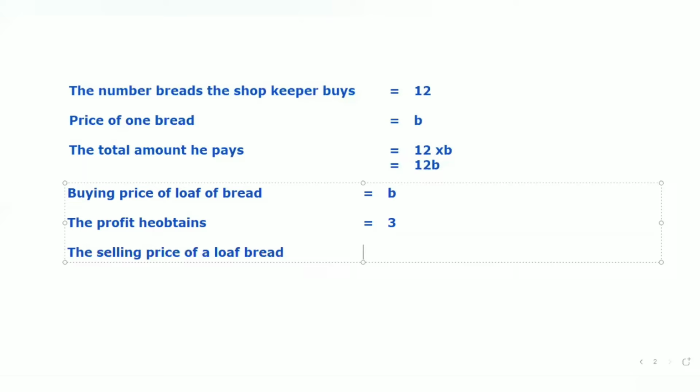So getting a profit of 3 means he sells it for 3 rupees more than he bought it for. So the selling price of a loaf of bread will be, he buys at B, and he adds 3 rupees to that and sells it. So the selling price will be B plus 3, right? So we found the answer for Roman number 1 and 2.